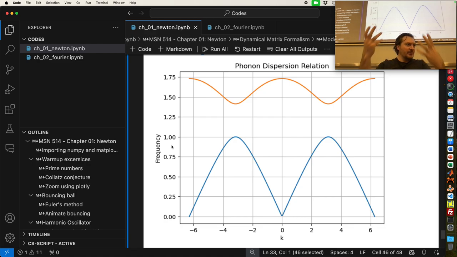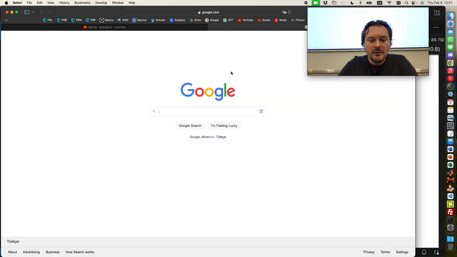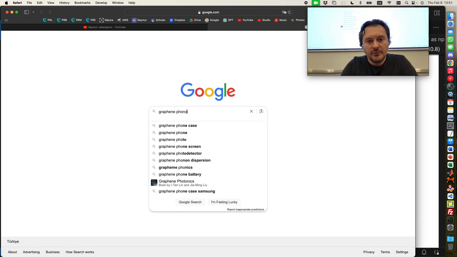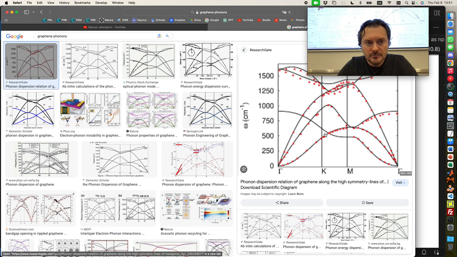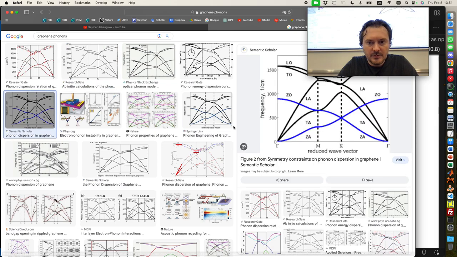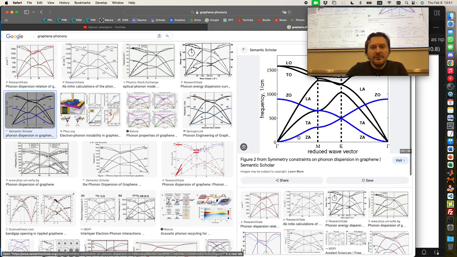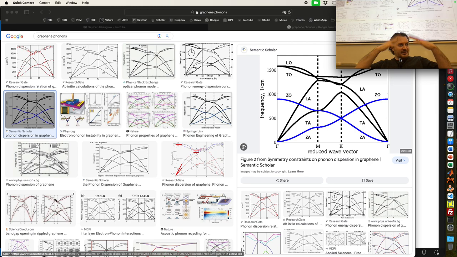If you put carbon and their bonds, for example, then let me show you graphene's modes. Graphene phonons. Actually, this one also has names in it, but this one is even better. So, three acoustic modes. Although graphene is a two-dimensional material, it still lives in a three-dimensional space, right? So it has three acoustic modes and three optical modes, okay?